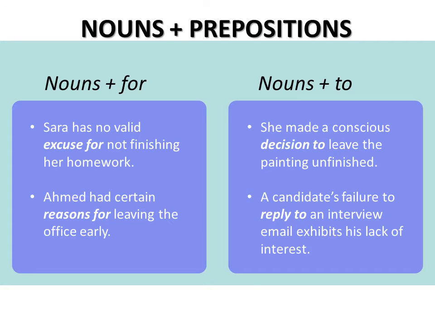Now, on the other hand, the other one, as you can see, is noun and to together. So they are specifically used to show a relationship between one person and a thing. For example, she made a conscious decision to leave the painting unfinished. A candidate's failure to reply to an interview email exhibits his lack of interest.